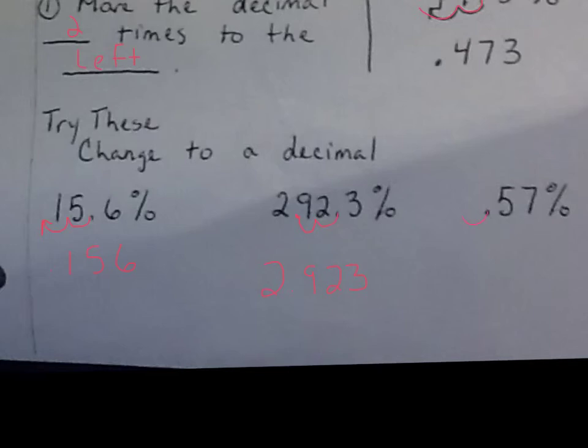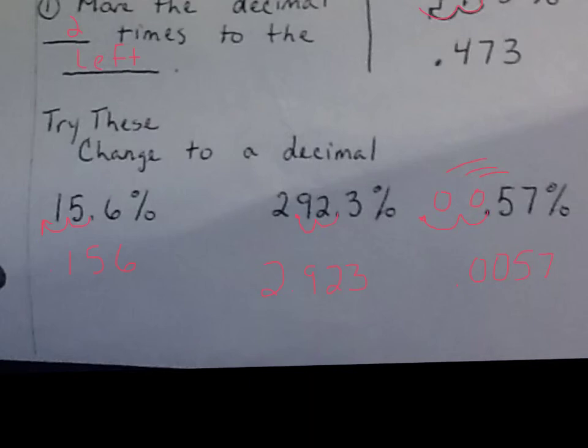So we're going to go 1, 2, and add in our zeros. So our answer is 0.0057, or 57 ten-thousandths. And that's the extent of it.